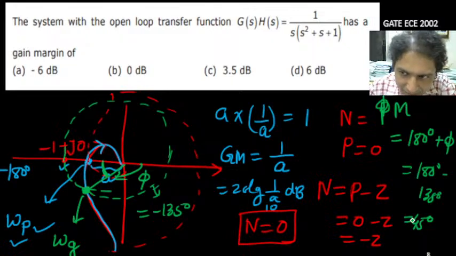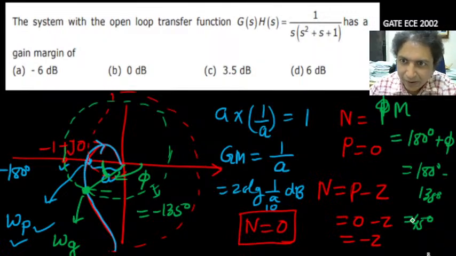If the phase margin is positive, it is stable. If the gain margin is more than 1, then it is stable, or in dB scale it is positive. That is the important thing. Now, can you solve this problem?